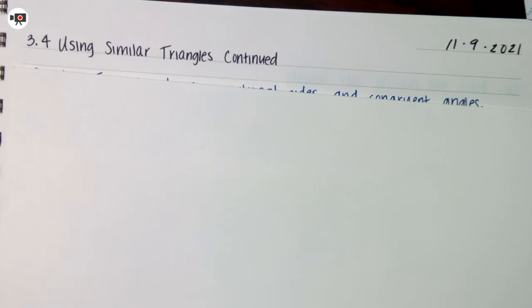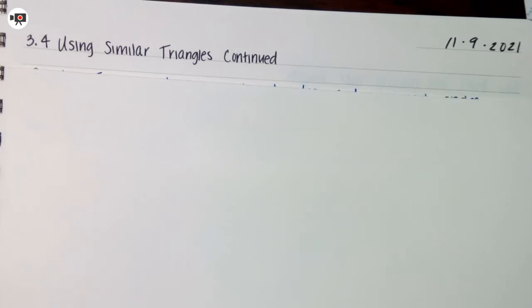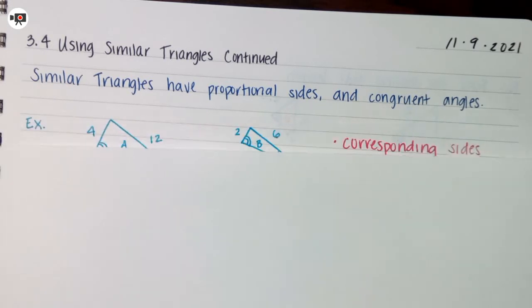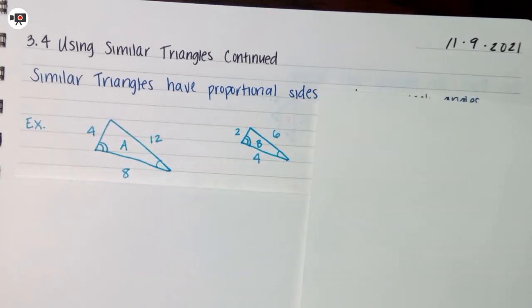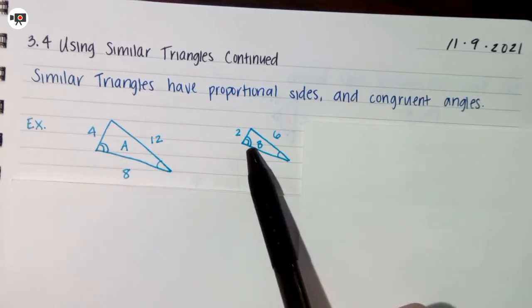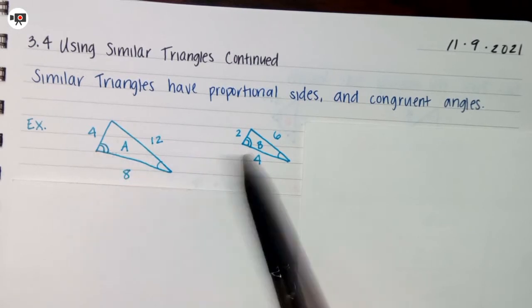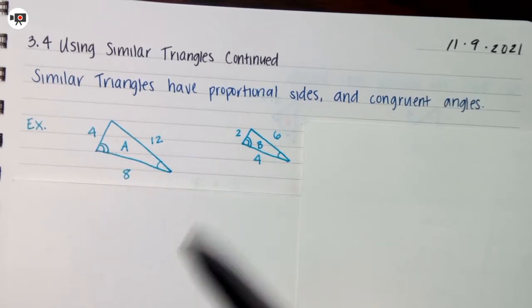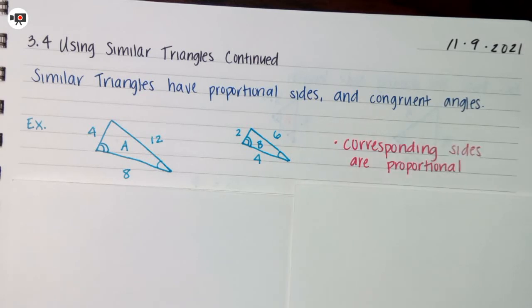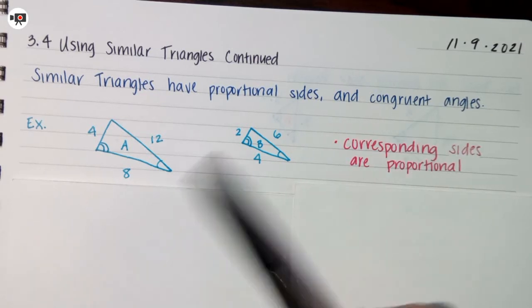We are continuing 3.4 about using similar triangles. We know similar triangles have proportional sides and congruent angles. So if I look at these two triangles, I know that they have proportional sides. It tells me that their angles are congruent. These ones have 2 circles, these ones have 1, so they are congruent. And then corresponding sides are proportional.